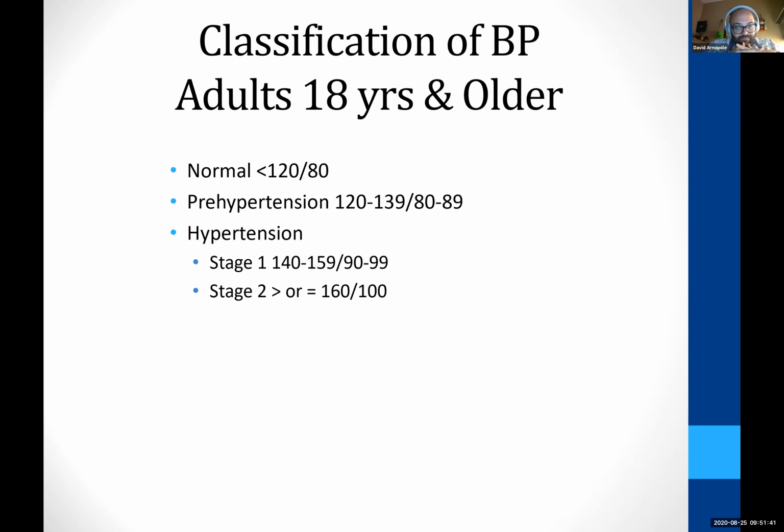Now, with that being said, there's a lot of numbers here. One of the things that I always tell people is remember the fraction 19 over 9, and remember your normal number. If you start at 120 over 80 and then add 19 to the top number and 9 to the bottom number, you've got prehypertension. If you add 19 to the top number of the prehypertension and 9 on the bottom, you've got stage 1. Anything over that would be stage 2. To help you study and try to remember this rather than just trying to memorize numbers, I hope that helps.